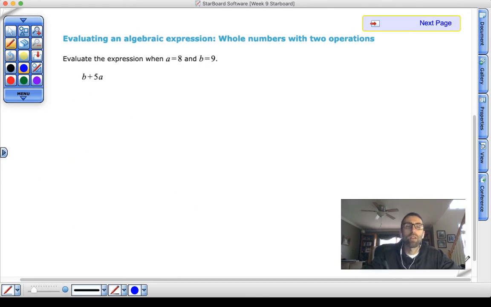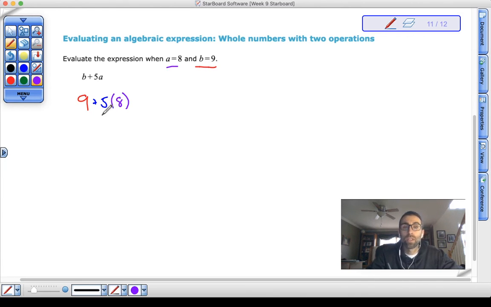So why don't you try this one now? And just to review, what you should have done first is replace this b value with this number here of 9. I can then bring down the plus and the 5. I haven't used those yet. And in place of the a, I have a number 8. So I'm going to put that in parentheses right next to it.